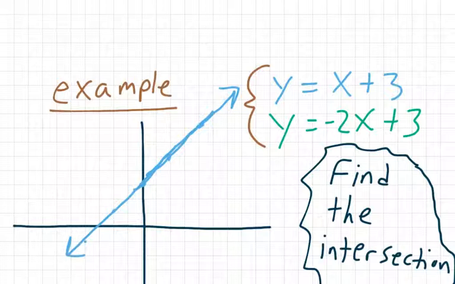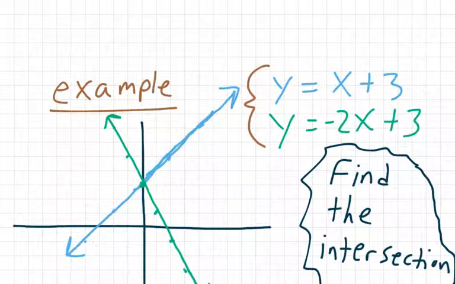And the one in green, negative 2x plus 3. So I again start at 3. This time it's down 2, right 1, down 2, right 1. The slope is negative 2. I'll also go up 2, left 1, go backwards. So this one looks something like this.